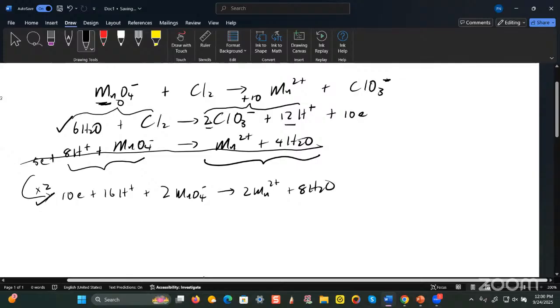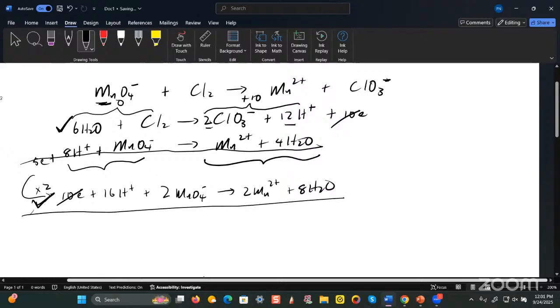So is there anything that would cancel out on both sides? When you add this equation to this equation, is there anything that will cancel out? After you multiply by 2, yes, the 10 electrons on either side. Okay, so the 10 electrons will cancel out. But there are some other items that will cancel out as well. Can you identify them? Will some of the positive hydrogens cancel out?